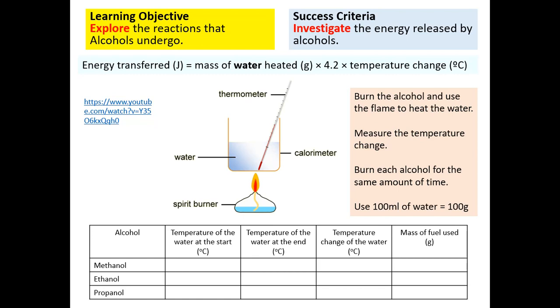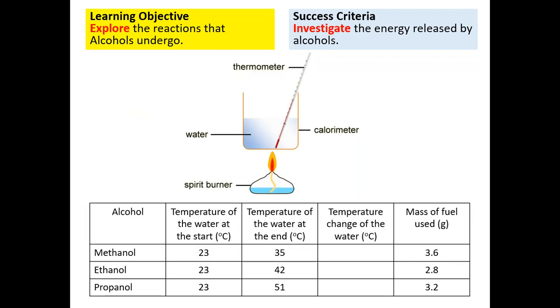So if you've not used the same amount of fuel, you can't just calculate the energy and then say one is better than the other. You've got to do energy per gram. So imagine we've done this experiment and we've got these results. The first thing I want you to do is copy down the table. It might be an idea to copy the diagram as well. And then I want you to calculate the temperature change of the water in each case.